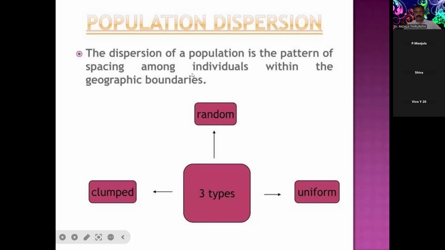So the dispersion of the population, that is the spatial arrangement of these organisms in a particular area. So it is the population dispersion. The dispersion of a population is a pattern of spacing among the individuals within given geographical boundaries. There are three types: clumped dispersion, random dispersion, and uniform dispersion.